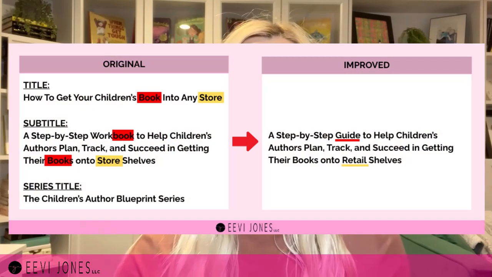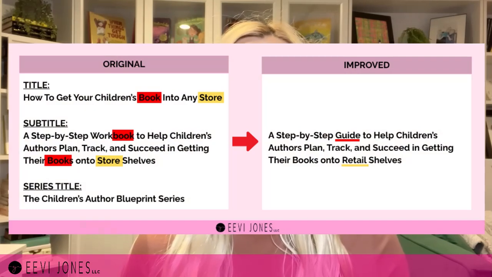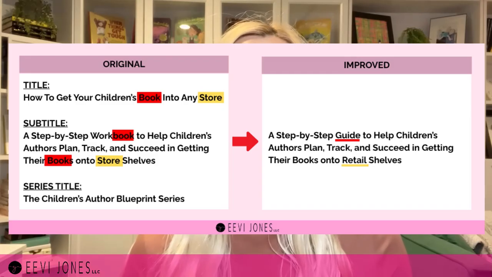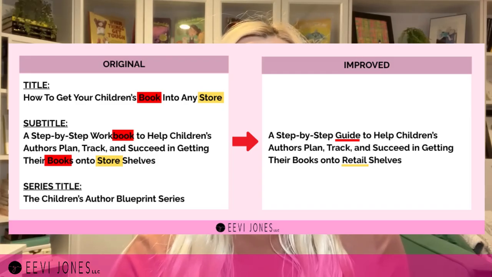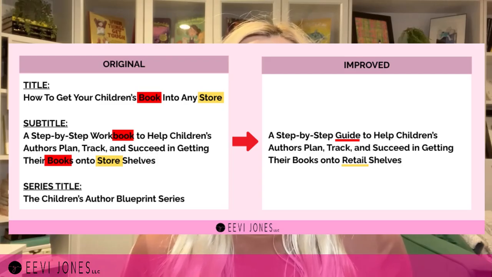To address this for my own book, I went ahead and tweaked my subtitle just a bit, and that's because it included the word book and the word store multiple times. So my title and subtitle now became How to Get Your Children's Book into Any Store, a step-by-step guide to help children's authors plan, track, and succeed in getting their books onto retail shelves.